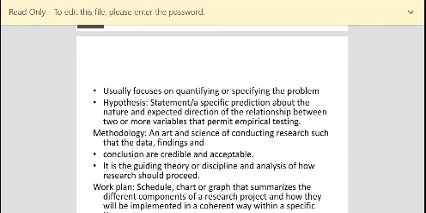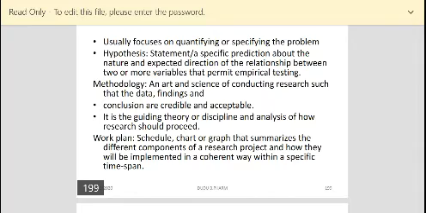Hypothesis, which is a statement or specific prediction about the nature and expected direction of the relationship between two or more variables that permit empirical testing. Now we have methodology, an art and science of conducting research, such that the data, findings, and conclusions are credible and acceptable. It is the guiding theory or discipline and analysis of how research should proceed.